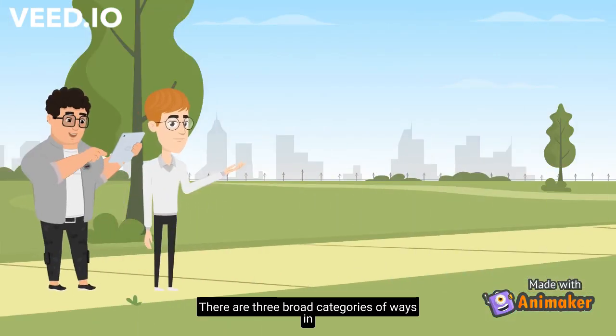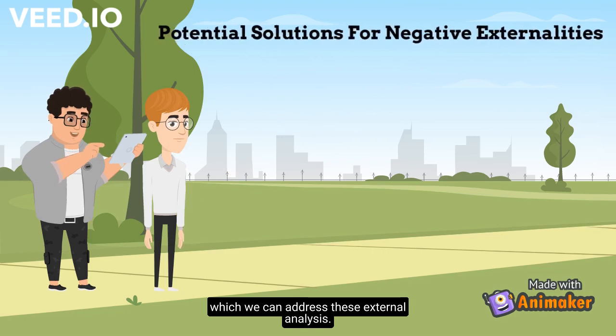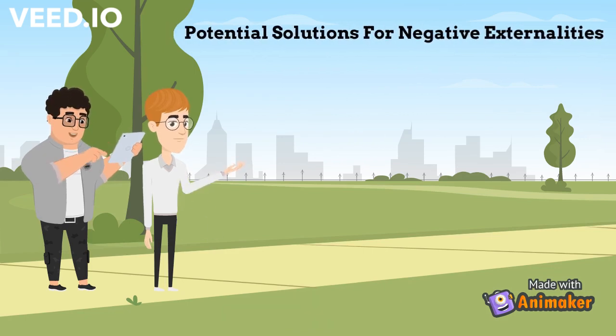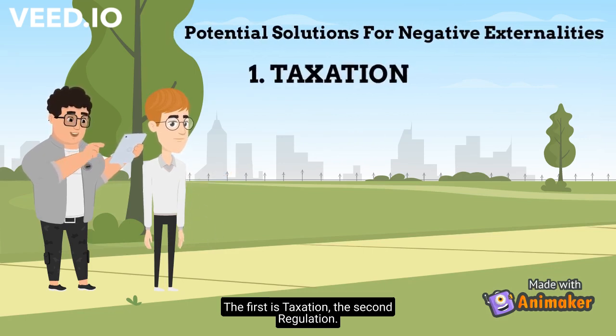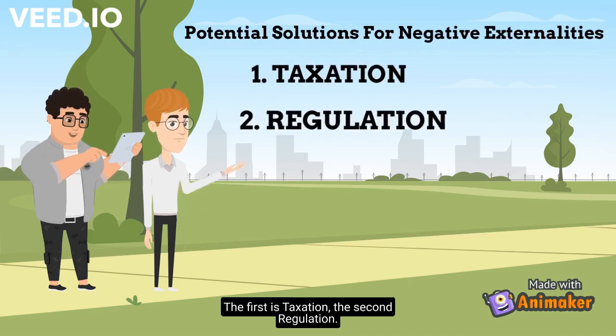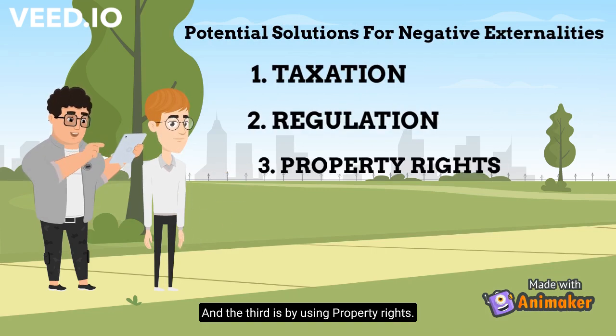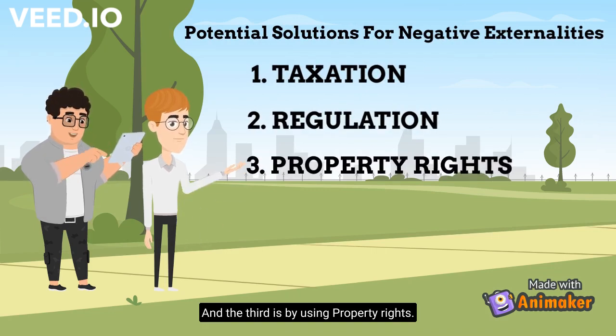There are three broad categories of ways in which we can address these externalities. The first is taxation, the second is regulation, and the third is using property rights.